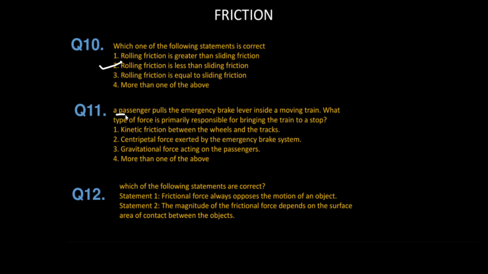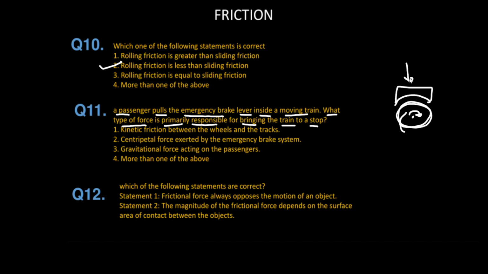In this, a passenger pulls the emergency brake lever inside a moving train. What type of force is primarily responsible for bringing the train to stop? The train was moving, so there was some movement in the train wheel. You apply the brake, what will happen? It will come to rest. How will it come to rest? So see the statement, what is asked.